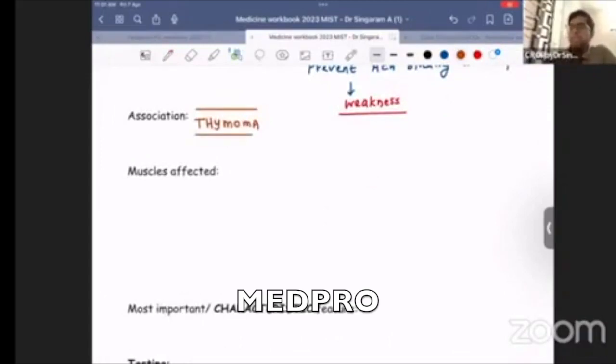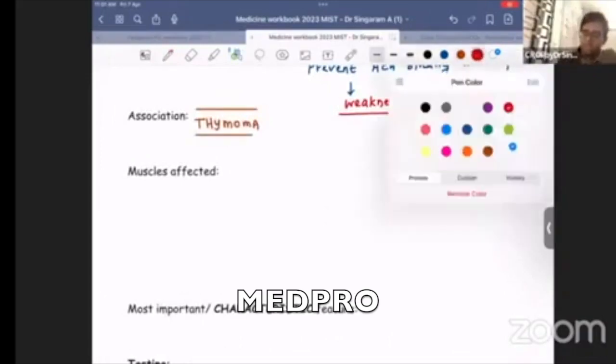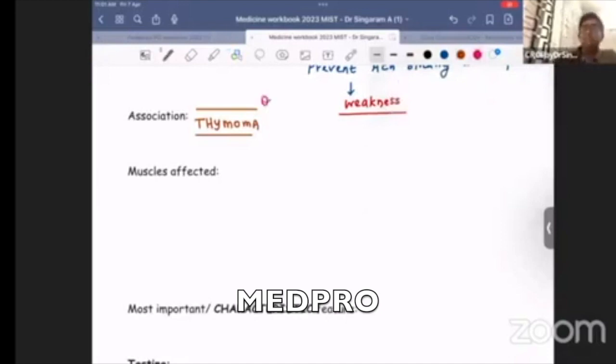Not all patients, but some patients have this association. This has been asked in your exams already, so that's why I wanted you to know about this. Even when I tell you later about the treatment aspect, I will again come back to this association. It is associated with the thymoma.